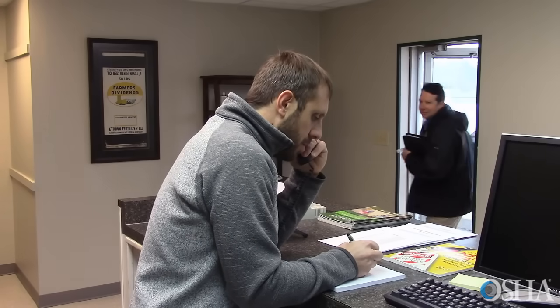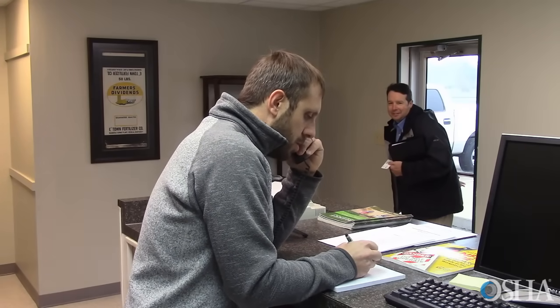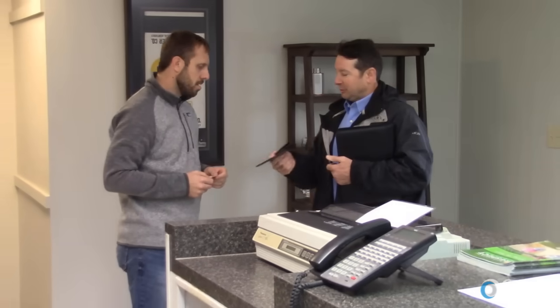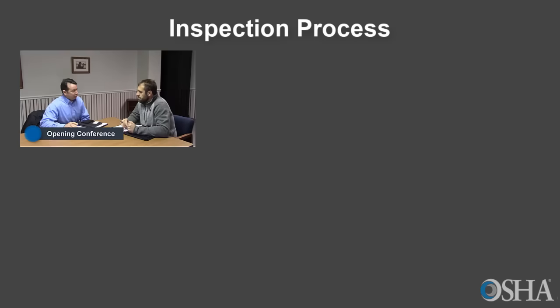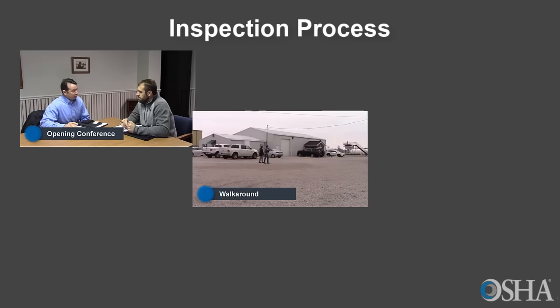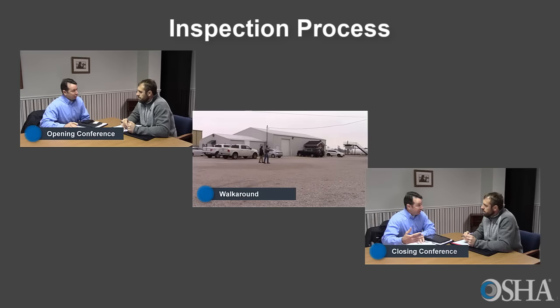Once the compliance officer arrives on site and enters the facility, the inspection begins with the presentation of credentials. There are three basic parts to any OSHA inspection: the opening conference, the walk-around, and the closing conference.